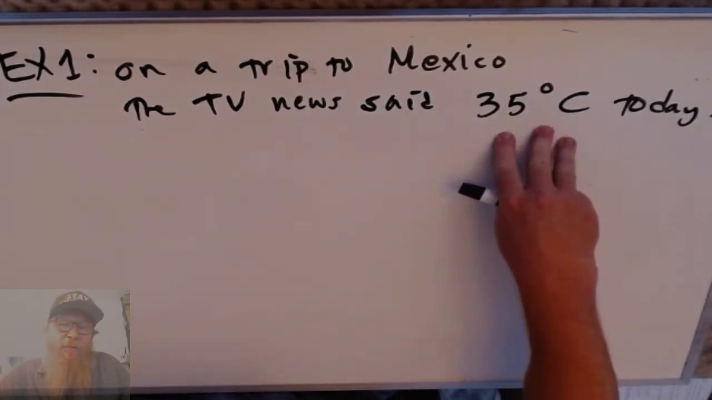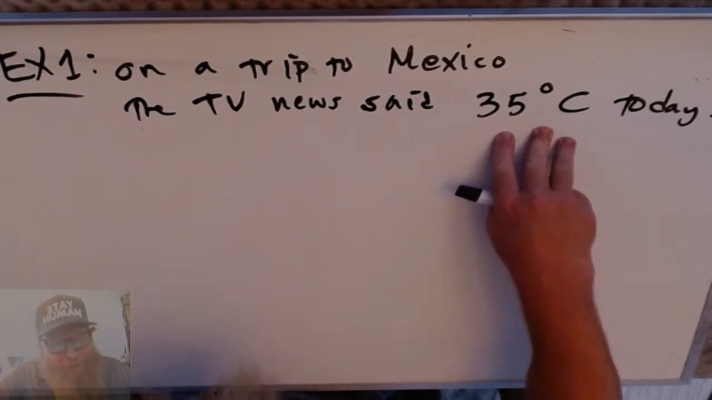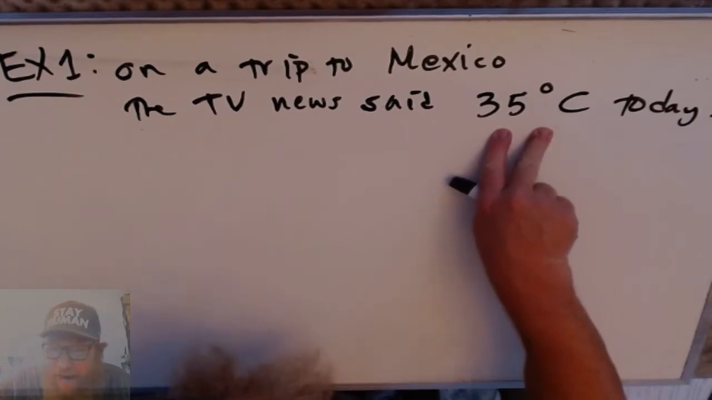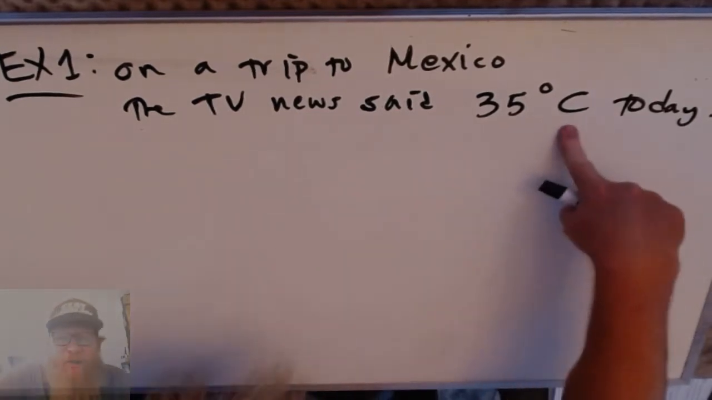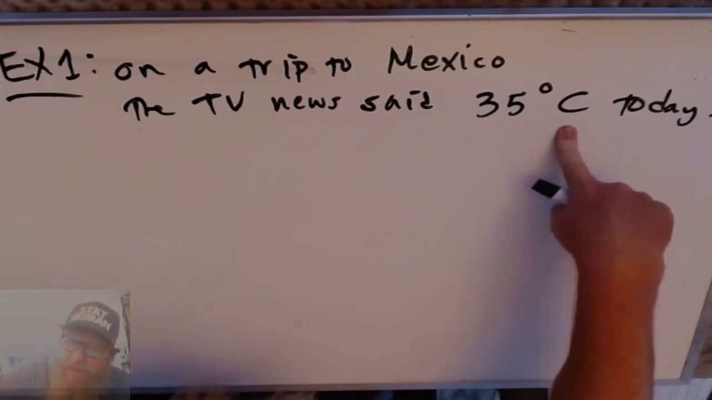It's going to be hot. They said it was going to be hot. And I said, wow, it's going to be hot? 35 degrees? I don't know about you, but I live in Palm Springs. 35 degrees is not hot. Yeah. But this is 35 degrees Celsius. Most of the world, excluding the United States, most of the world uses Celsius.